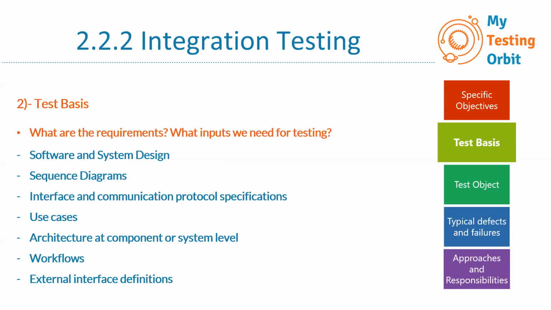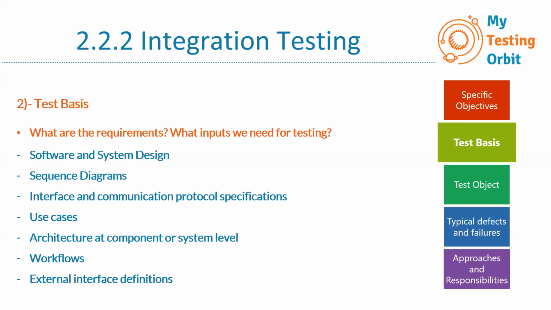Okay, so the next one is test bases. So in test bases, what are we covering? We are covering what the requirements are and what inputs we need for testing. The first one is software and system design. Software will have multiple components, so of course we need software in order to do any integration testing. Similarly, how these components are organized will be mentioned in the system design. So first of all, we need software and system design.